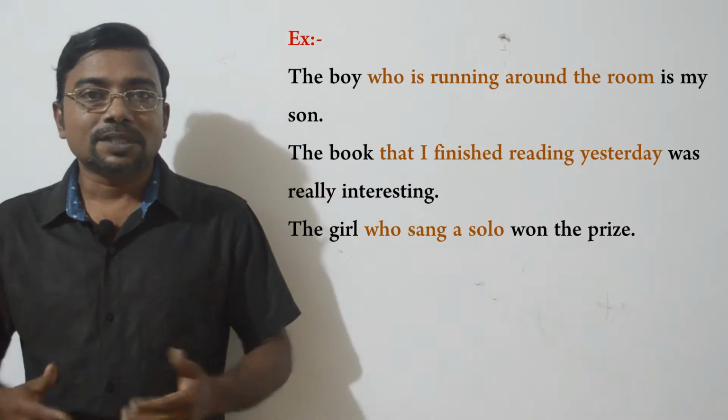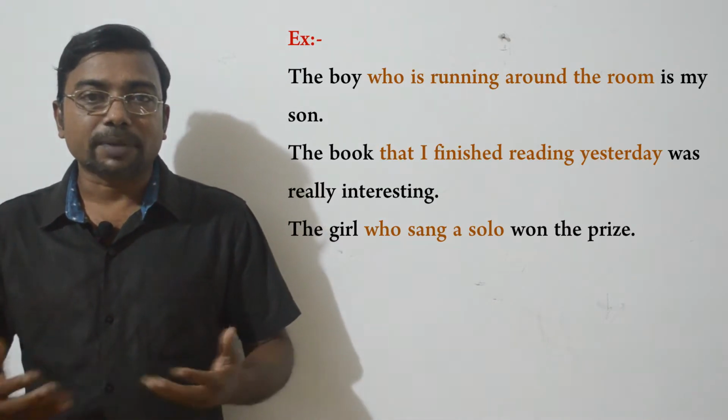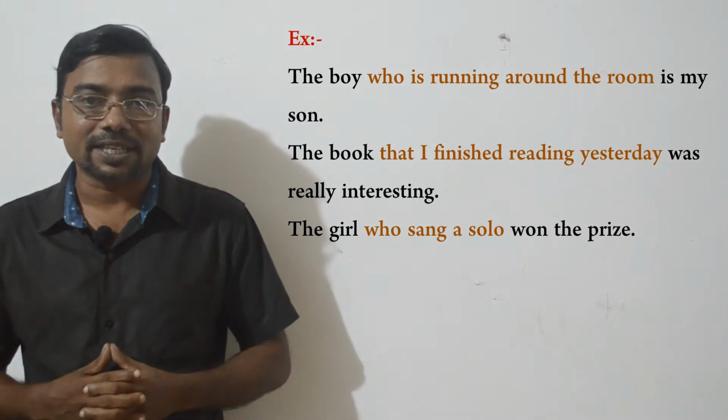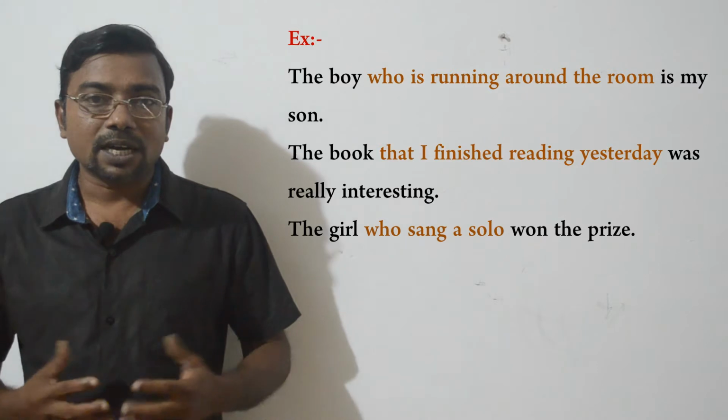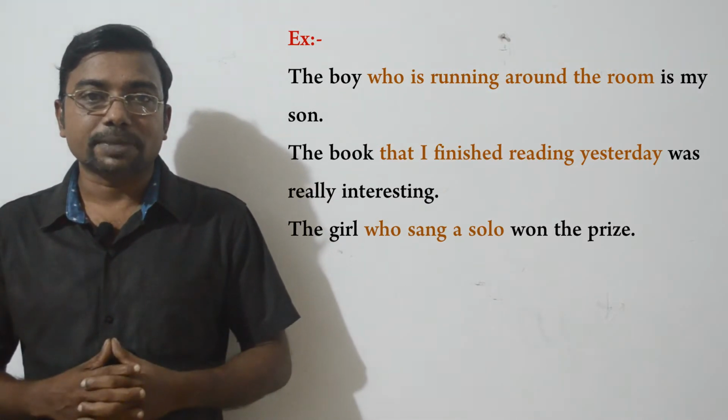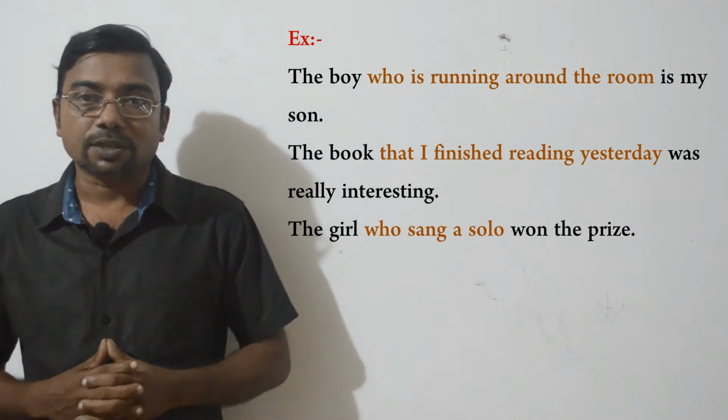Okay everyone, let's look at some examples to identify restrictive adjective clauses. Look at these examples. The boy who is running around the room is my son. The book that I finished reading yesterday was really interesting. The girl who sang a solo won the prize. Okay, let's consider the first example. The boy who is running around the room is my son.